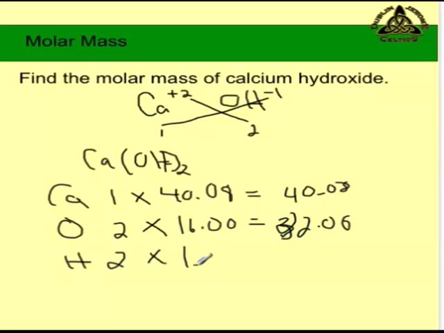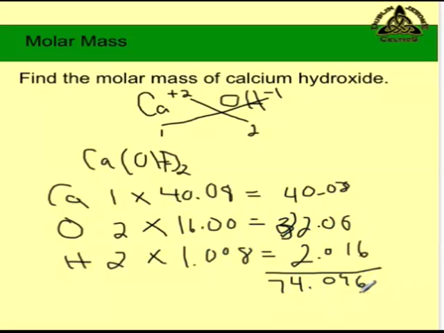Hydrogen is 1.008, which gives us 2.016. When we add these together, initially we get 74.096, but using our rules for significant figures, we can have only 2 places to the right of the decimal point. Because this number is a 6, we have to round this up 1, and we have 74.10 grams as the molar mass of calcium hydroxide.